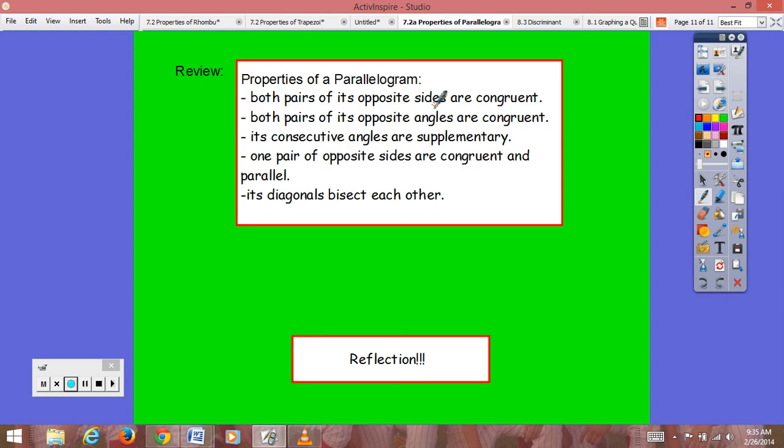Alright, now our review. Properties of parallelograms: both pairs of opposite sides are congruent, both pairs of opposite angles are congruent, consecutive angles are supplementary, one pair of opposite sides are congruent and parallel, and the diagonals bisect each other.